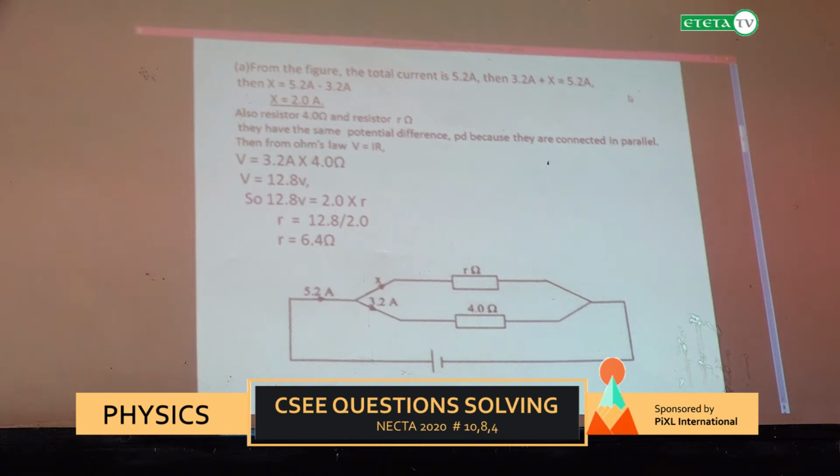Now from that, we start to find the value of the unknown resistor labeled R. Because the potential difference is the same, you can find this resistor labeled R from Ohm's law, V is equal to I R.